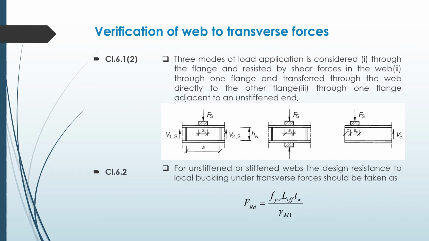So in our case, when a beam is supported over a finite length of the bearing SS, case 3 is very relevant. So clause 6.2 of the document provides us the design resistance of the web to local buckling under transverse forces, which is calculated as FRD is equal to FYW into L effective into TW divided by gamma M1.